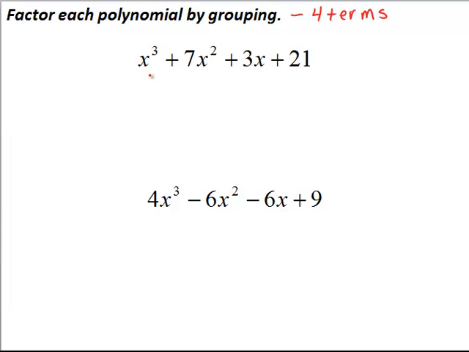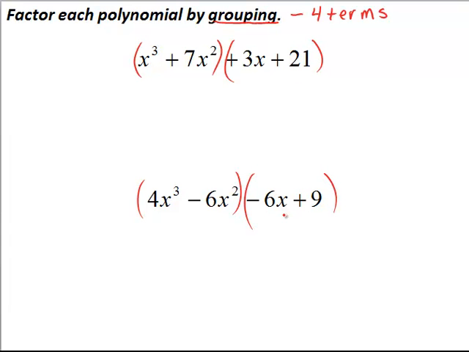So how many terms do we have? 1, 2, 3, 4, and 1, 2, 3, 4. So perfect. It's set up nicely for us. Now, the name grouping implies that we're going to be creating some groups. So the first thing to do, draw sets of parentheses around each of these.